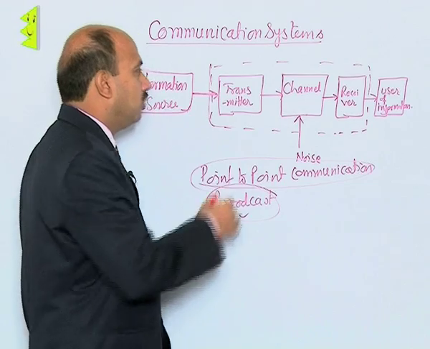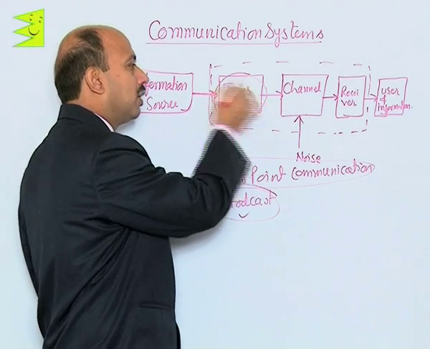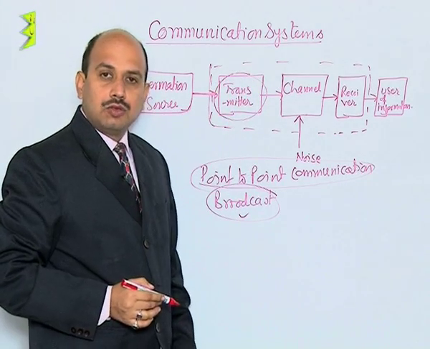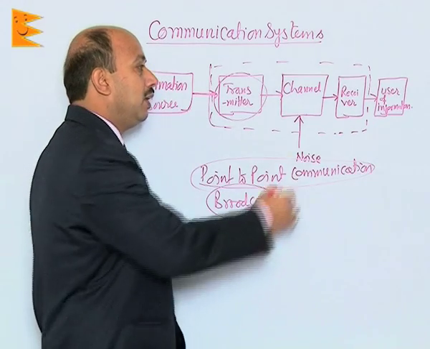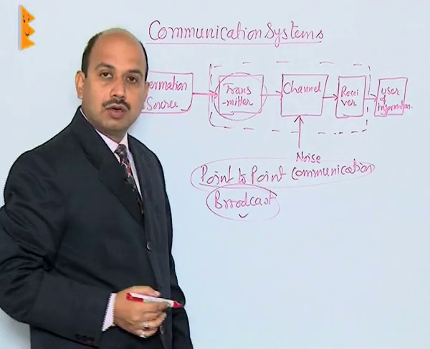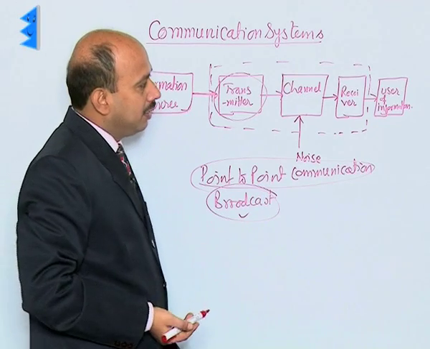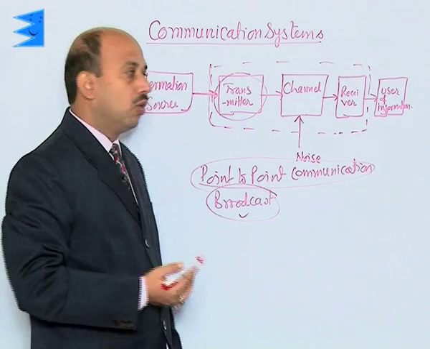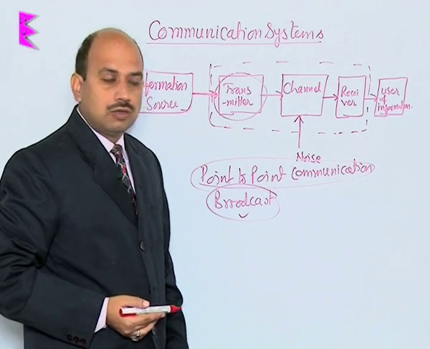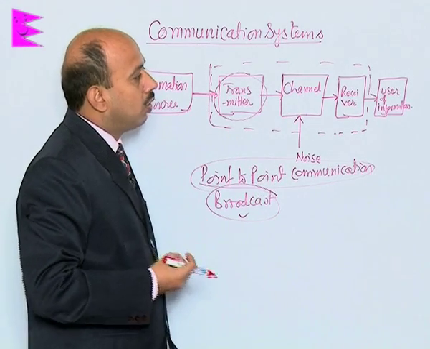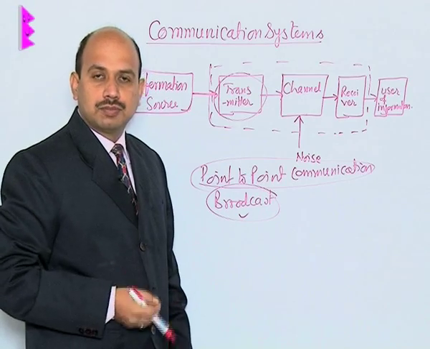Here, the main parts to see are first the working of the transmitter, which transmits the signals, and the working of the receiver, which helps in receiving the signals, and the channel helps in transmitting the signal from transmitter to receiver. So this is the basic block diagram of a communication system.